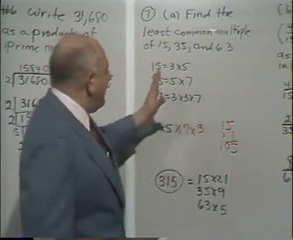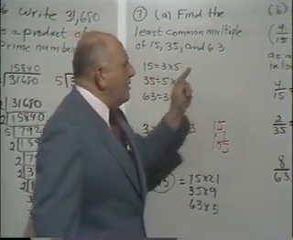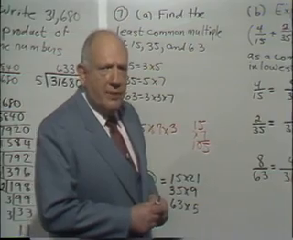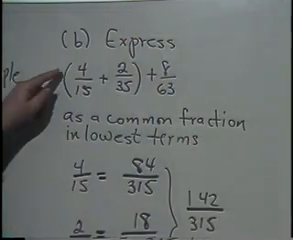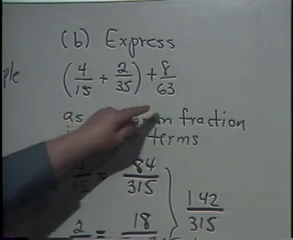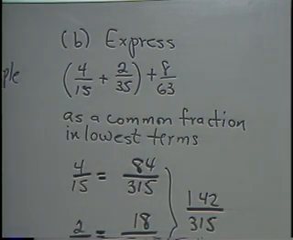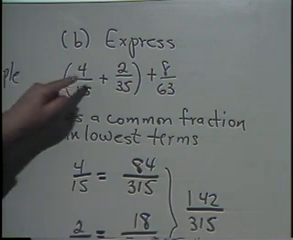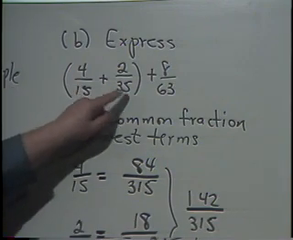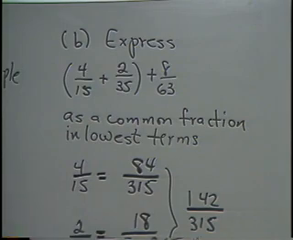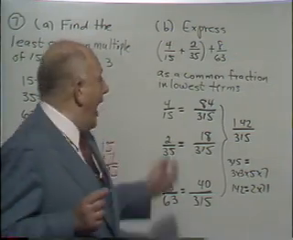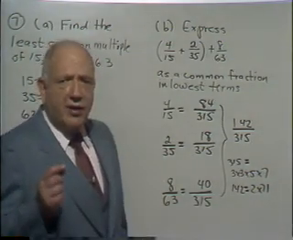In fact, if I hadn't done part A yet, I would now have to do it in order to do part B. Because part B says, express this sum of fractions, 4 15ths plus 2 35ths plus 8 63rds, as a common fraction in lowest terms. One of the things I'm going to show you is that you don't need parentheses here, but for parts B and C, I'm putting the parentheses in to emphasize that when you're adding common fractions, it's still associative.